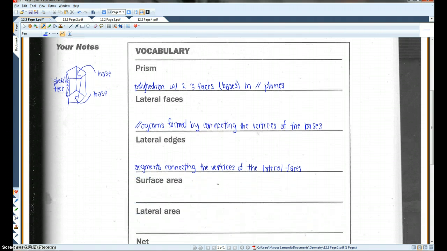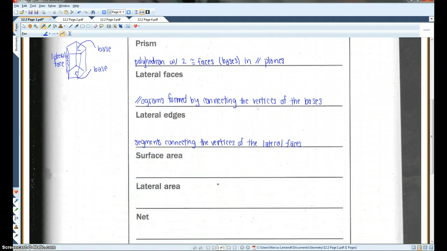Surface area. The surface area of a polyhedron is basically just the sum of the areas of all its faces. So if you were to take the area of this face, all the faces, and add them all together, that would give you the surface area. The lateral area of a polyhedron is the sum of the areas of its lateral faces. So if I were to just take the areas of each of these lateral faces, that would be the lateral area.